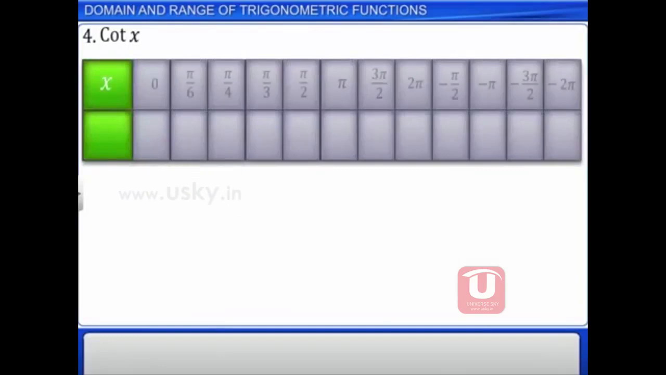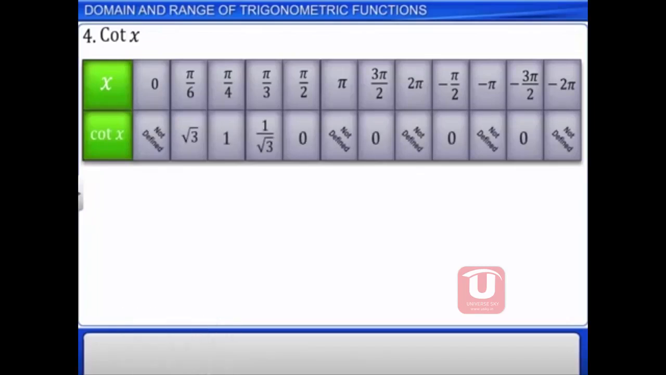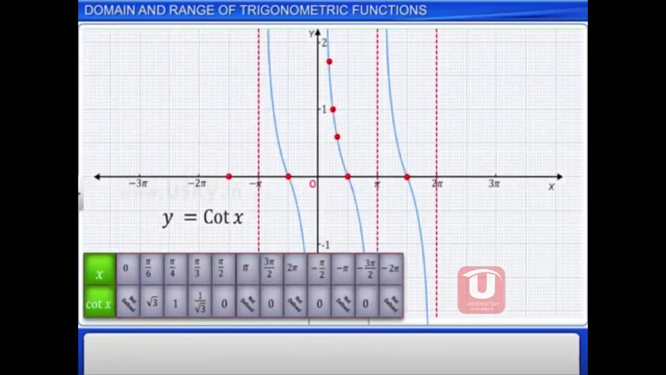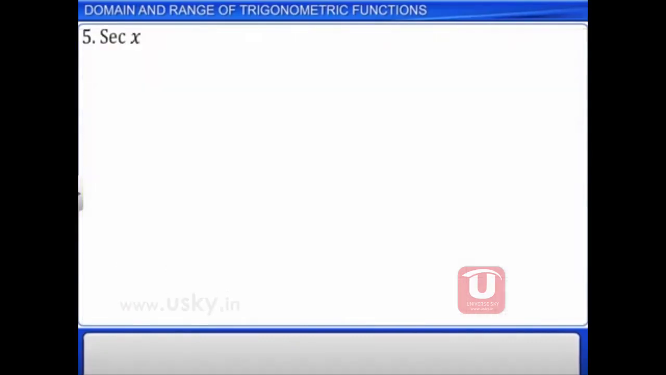Next, let us draw the graph of cot x. Like in the earlier functions, let us assume the same values of x. Then, the corresponding values of cot x are as shown. Plotting the ordered pairs x, cot x in the Cartesian plane, we get the graph of cot x. Next, let us draw the graph of secant x.